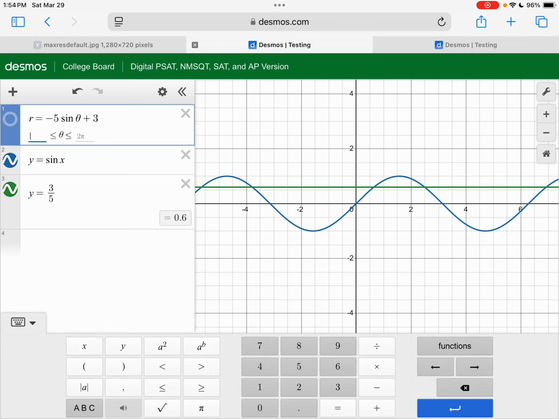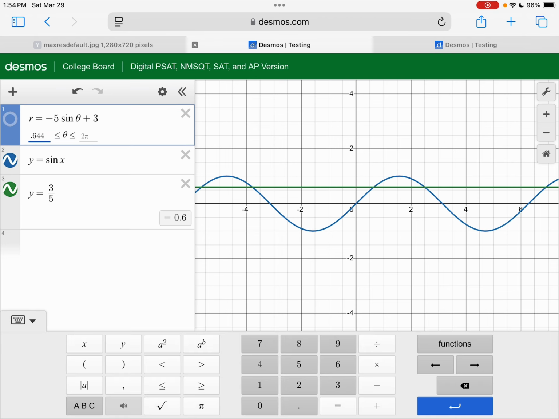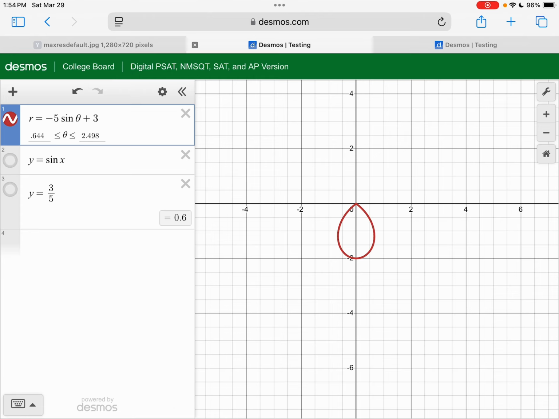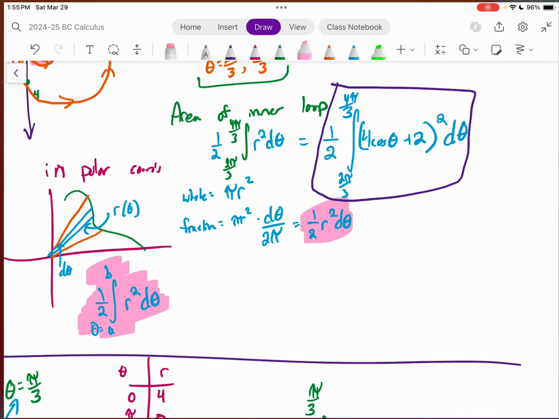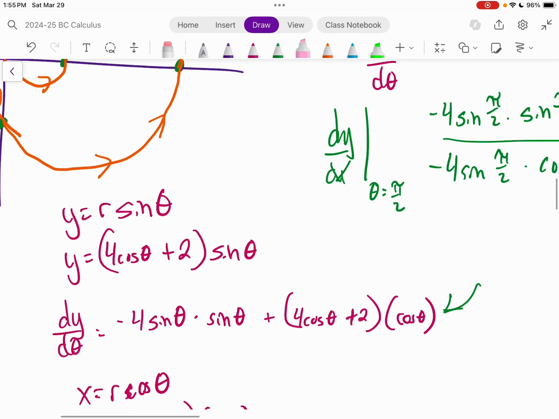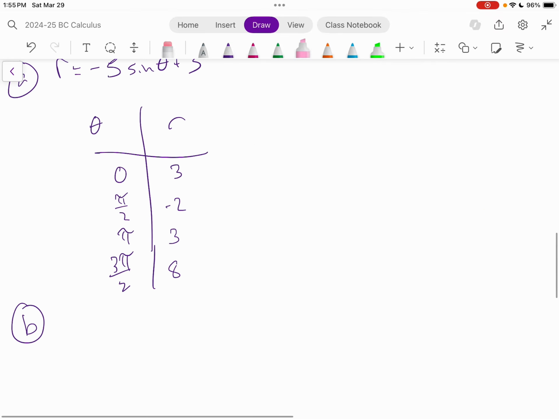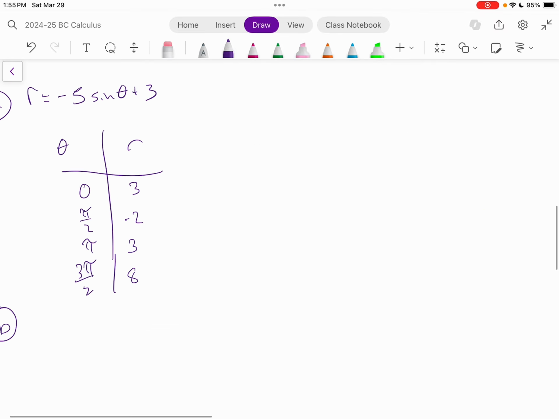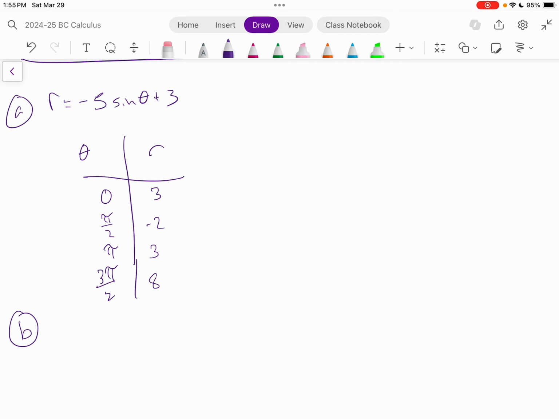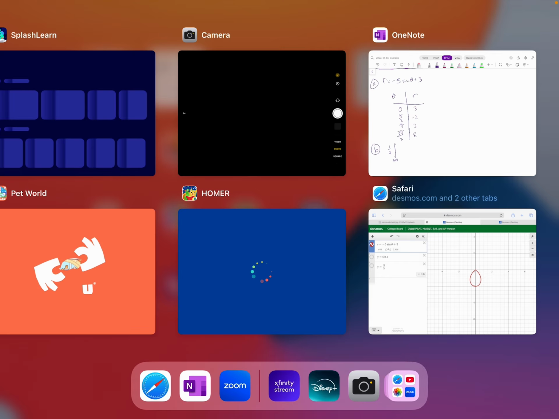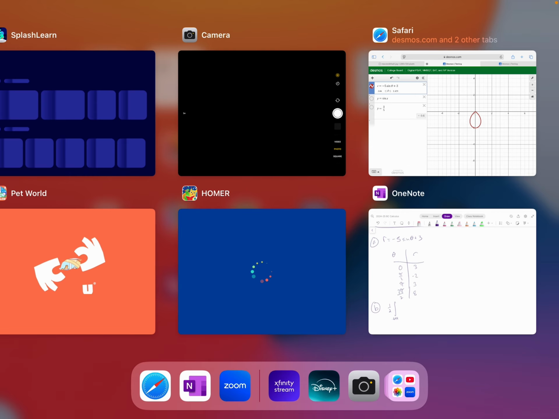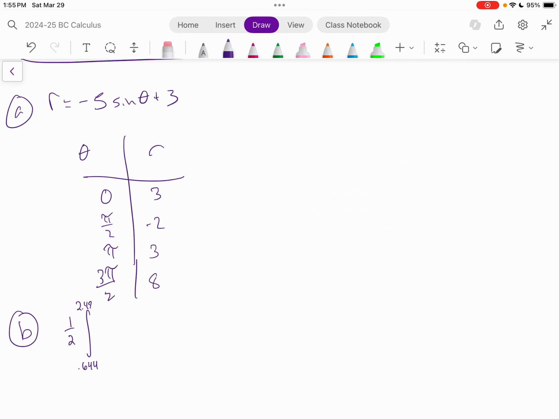And if we plug those in here, 0.644 and 2.498, right, we see that we only get this loop, okay? So that establishes my bounds, and then I can go plug them in, right? So again, we have this 1/2 r squared d theta. So for my integral portion, right, I'm going to have my 1/2 on the outside. I'm going to have my 0.644, I think it was. I don't remember. 0.644 and 2.498 is my 2 bounds.